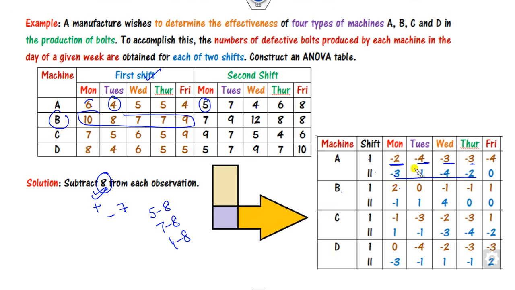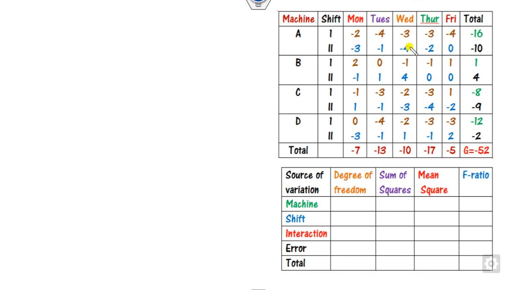Now the rest of the part is similar. You can add them row wise. Once you add them row wise, it is minus 16. This is a minus 10, and so on. This is the grand total.